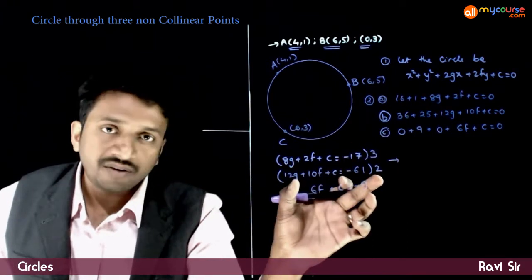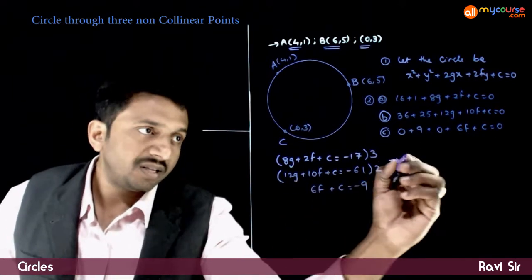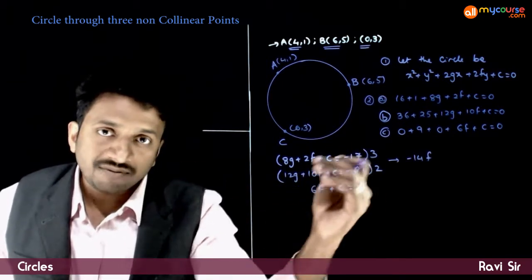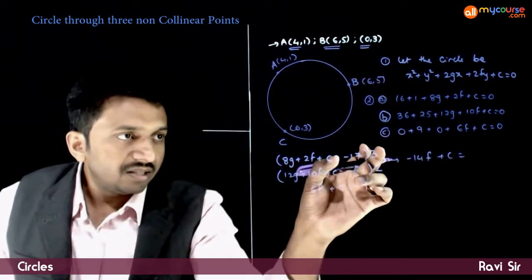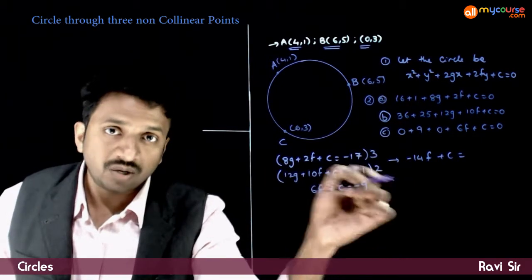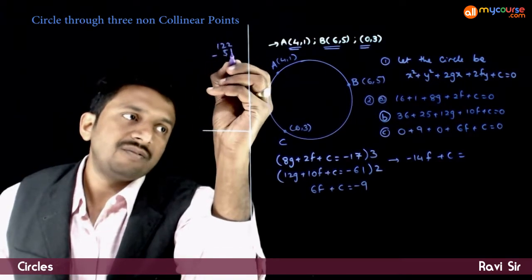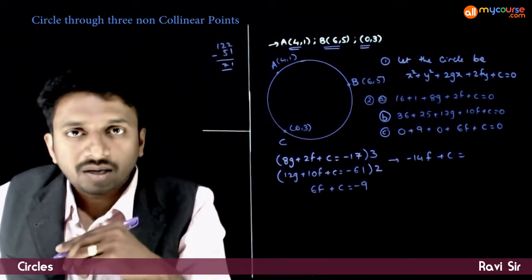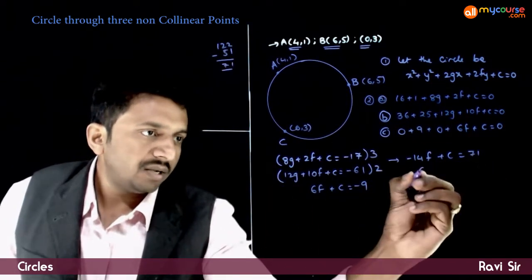So 24g gets cancelled. 6f minus 20f, so you have minus 14f. 3c minus 2c is plus c is equal to, this is minus 51 plus 122. Minus of minus 122 is plus 122. So 122 minus 51 is 71. So minus 14f plus c is 71.